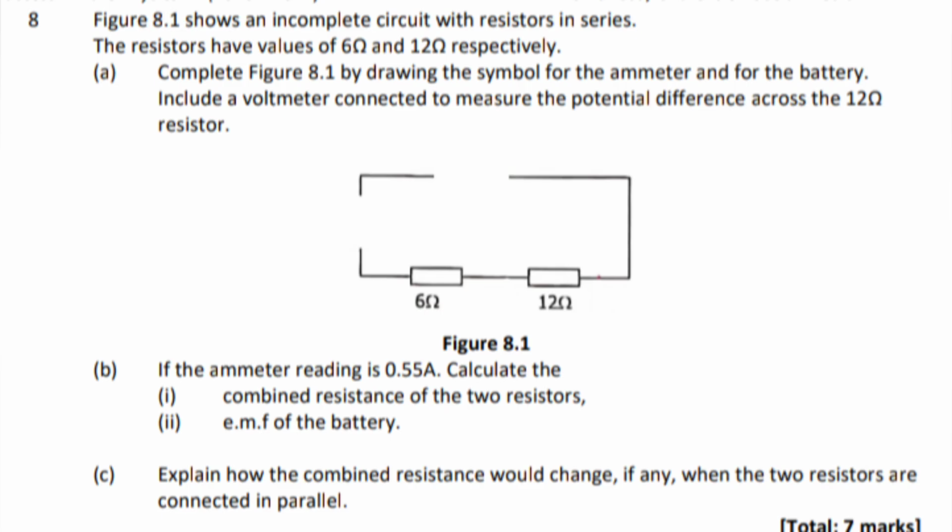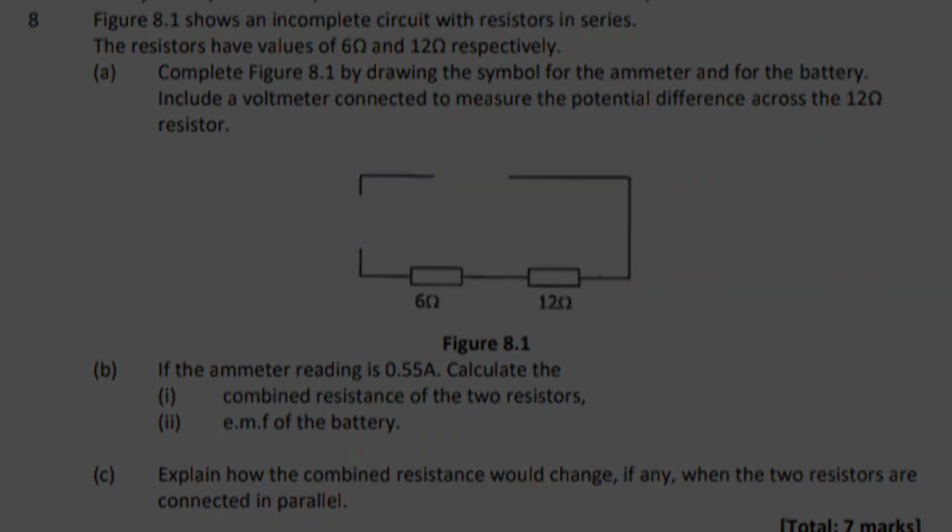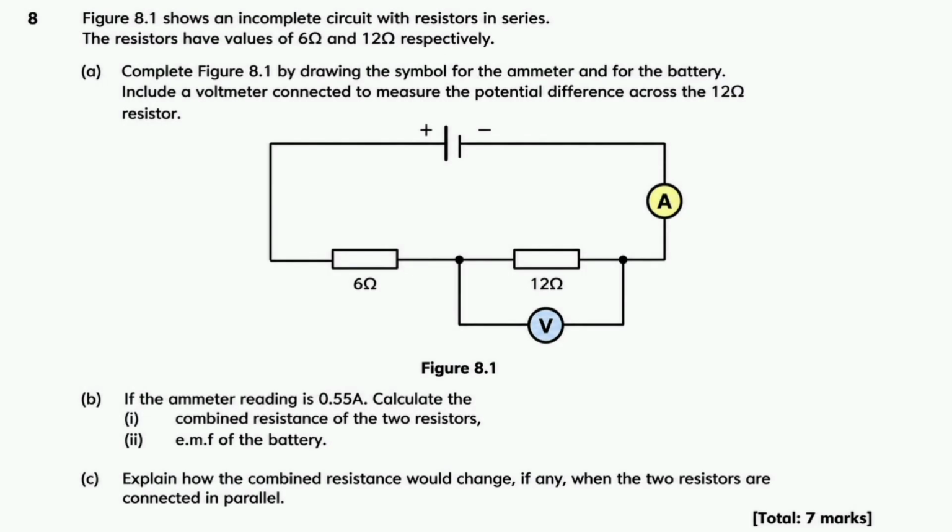Alright, so we have learned during the lesson that the ammeter is always connected in series with the component it is measuring. We have also learned that the voltmeter is always connected in parallel to the component it's measuring. Then we also learned the symbols for the electric circuits. That's what question A is asking for.